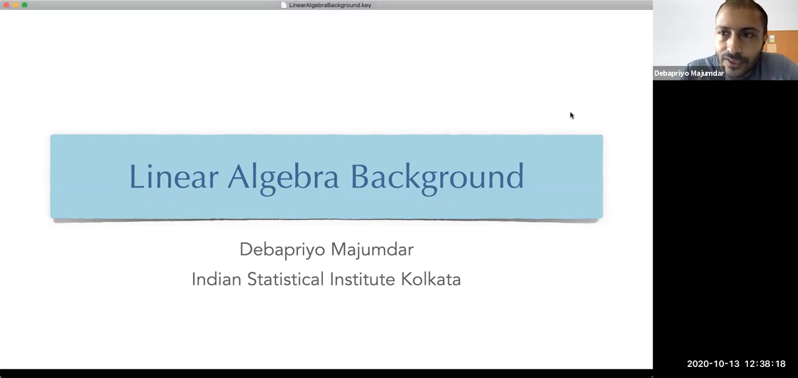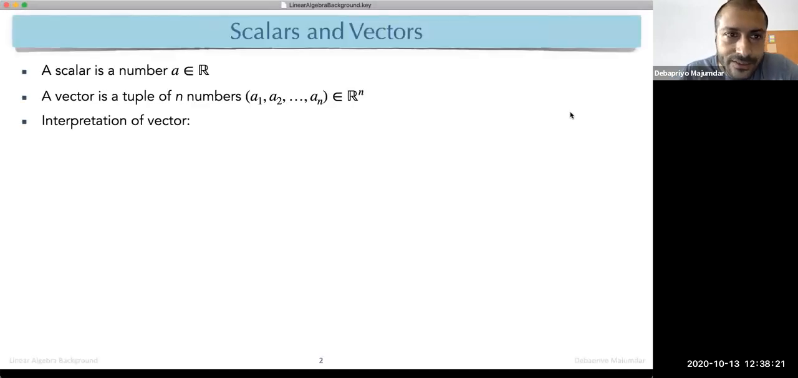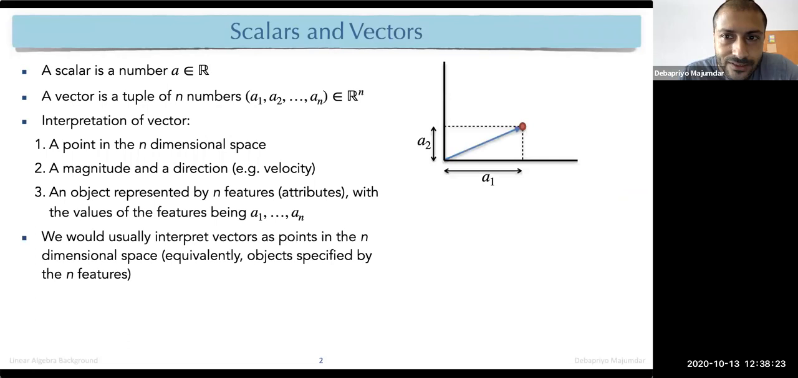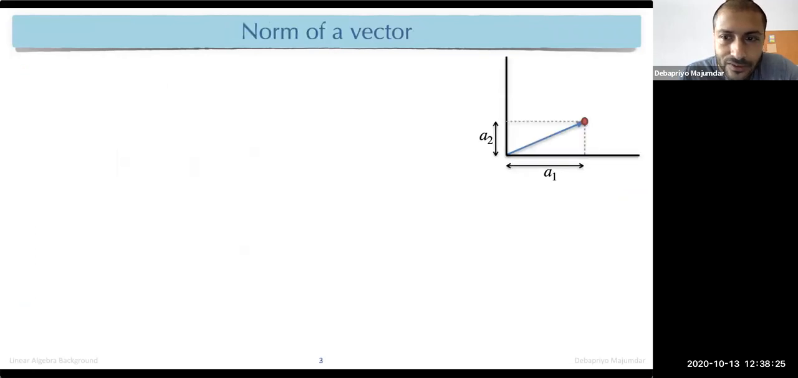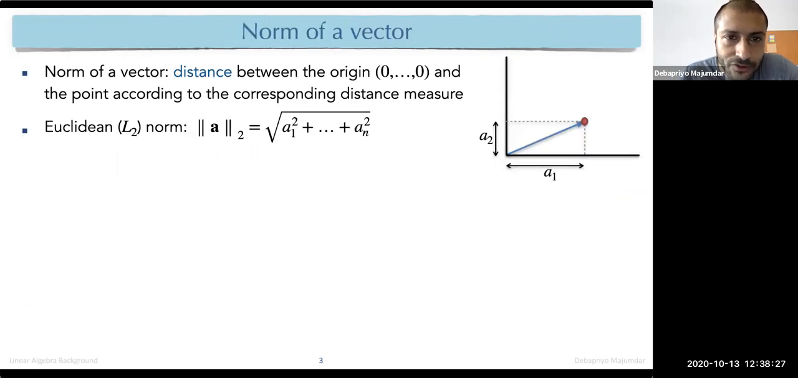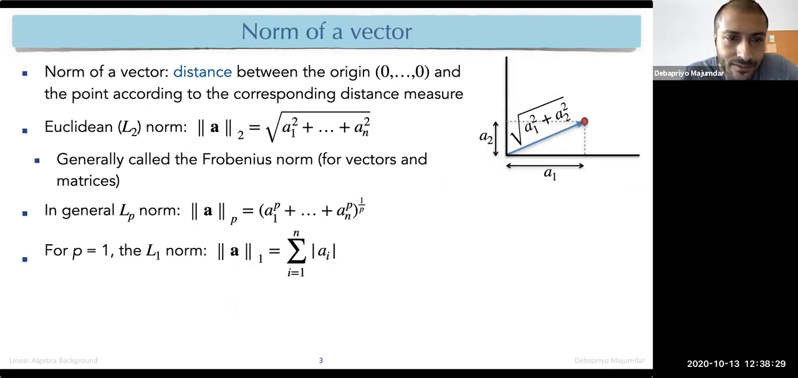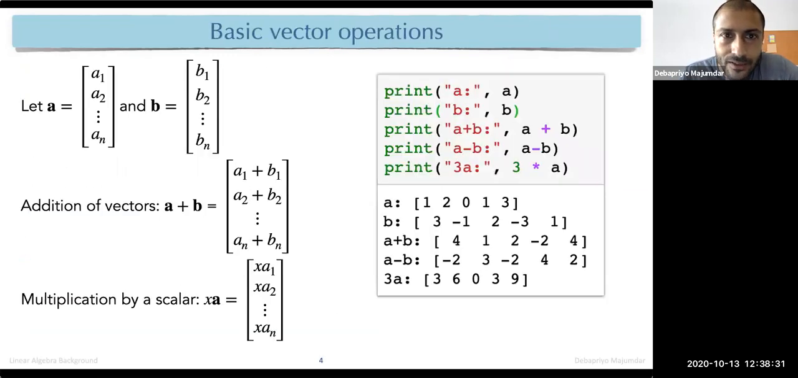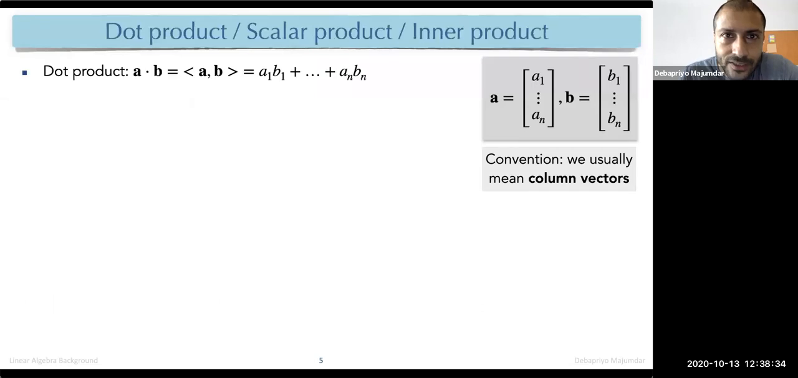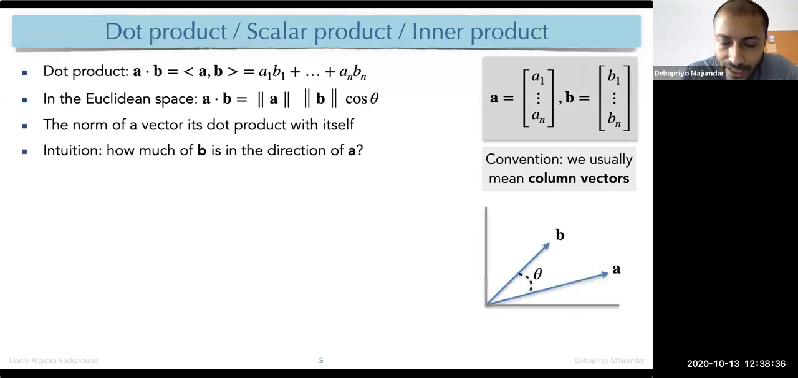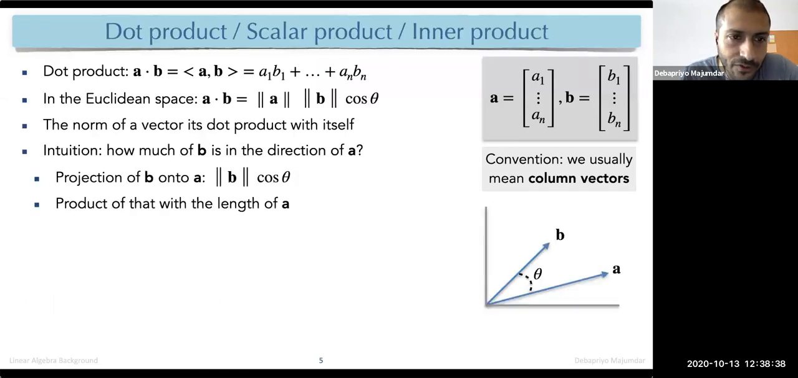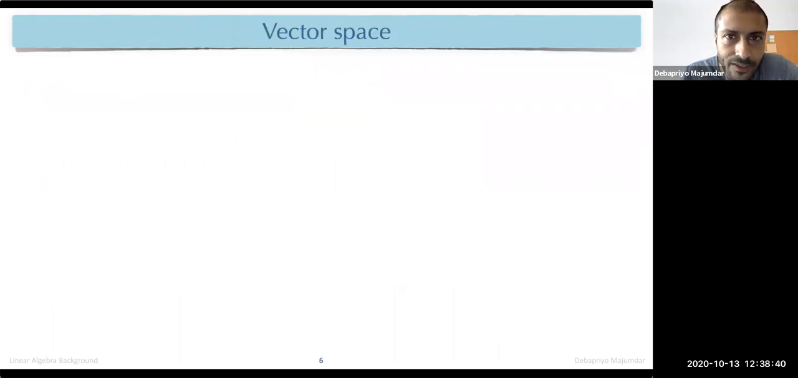Okay, so let's start. I will not discuss scalar and vector. Norm of a vector also you all know, right? The distance. Okay, so basic vector operations, inner product and all those things. Just tell me at any point of time if any of you want to revise something, but otherwise I'll start from here, vector space.